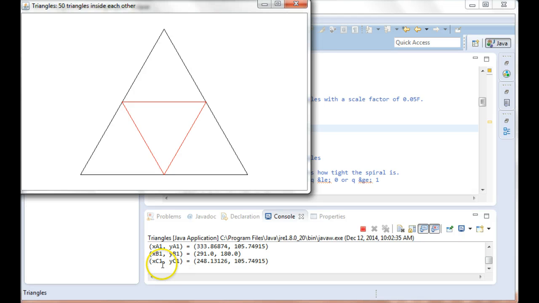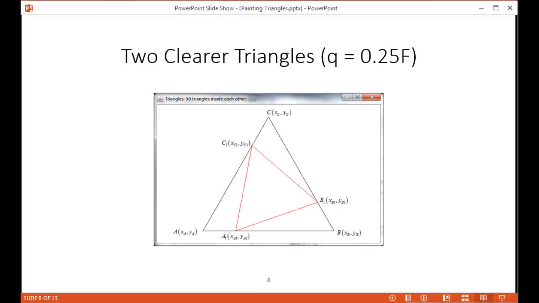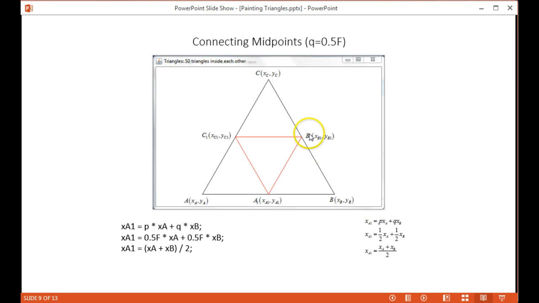Look at that. So what happens? Well, here's our A1 and our B1, but look, we're going to midpoints. Let's look at it with some annotation here. What are we doing? We're saying A1 is exactly in between A and B. B1 is exactly between B and C. And C1 is exactly between C and A, right? So when Q is 0.5, we're actually connecting the midpoints.